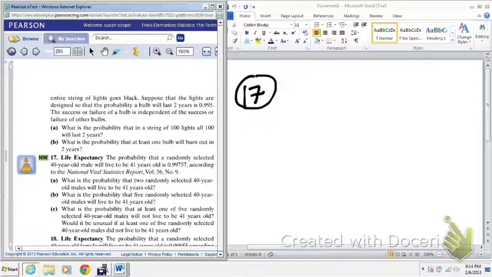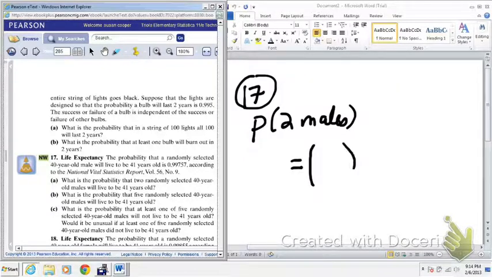So basically looking at, let's see if it'll let me write on there, the probability that 2 randomly selected males will live to be 41 years old. Well, first you ask yourself, are these independent events? And you're assuming yes. So the multiplication rule for independent events says the probability that both of these males will live to be 41 years old, we're going to have to take the 0.99757. So we're basically going to have to take this number right here.